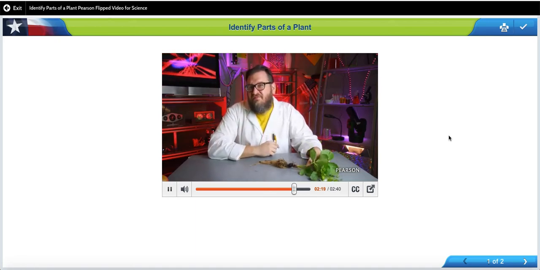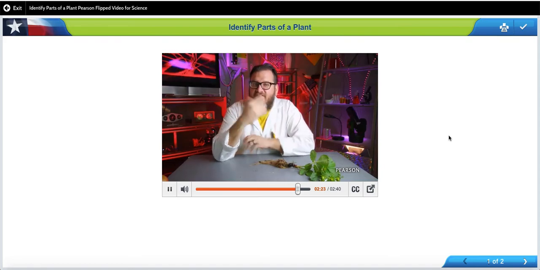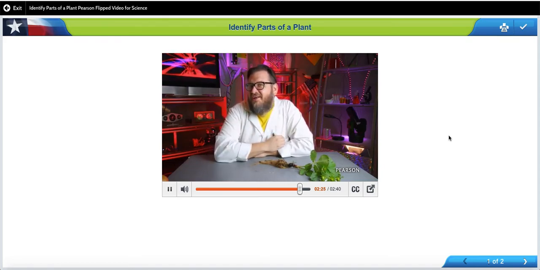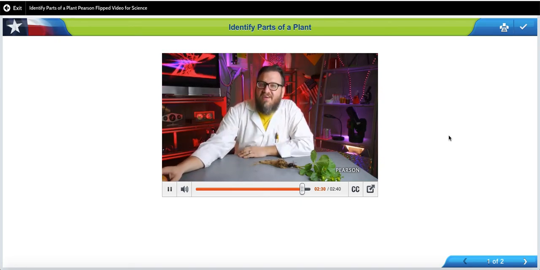We eat different parts of plants. For example, when you eat salad, you're eating the leaves of the lettuce plant. I bet you've also eaten another part of the plant, the fruits. Draw a picture of your favorite fruit.